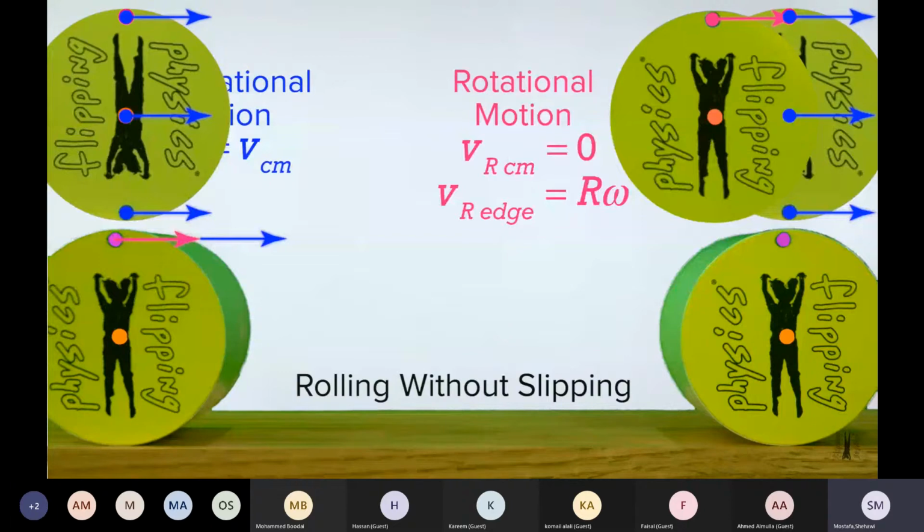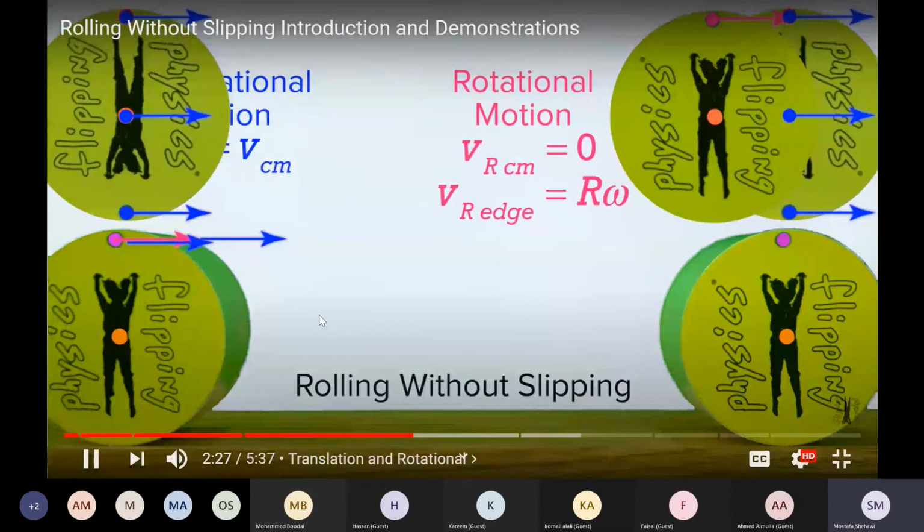The velocity of the center of mass of the object which is rolling without slipping equals just the velocity of the center of mass of the pure translational object, because the center of mass will have only the blue arrow, which represents the translational motion. There is no rotation for this one. It's only translational motion. While the point on the edge will have two velocities, one from rotation and one from translational motion, because the velocity of the center of mass of the pure rotational object equals 0.